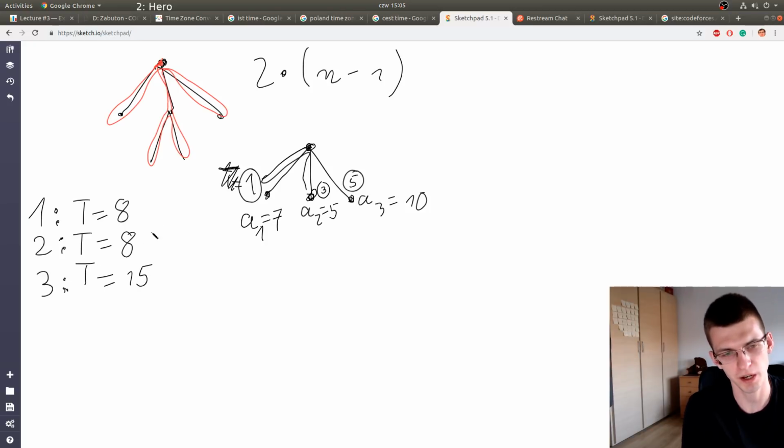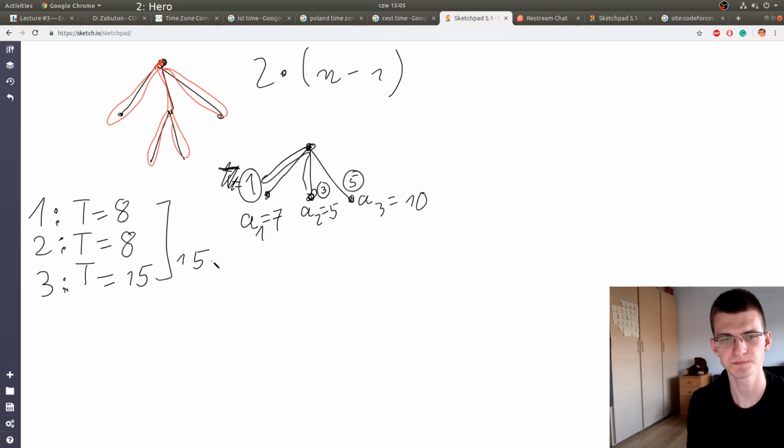So we care about the maximum of these times. So it would be here 15. So when all vertices are ready. And we want to minimize this value.